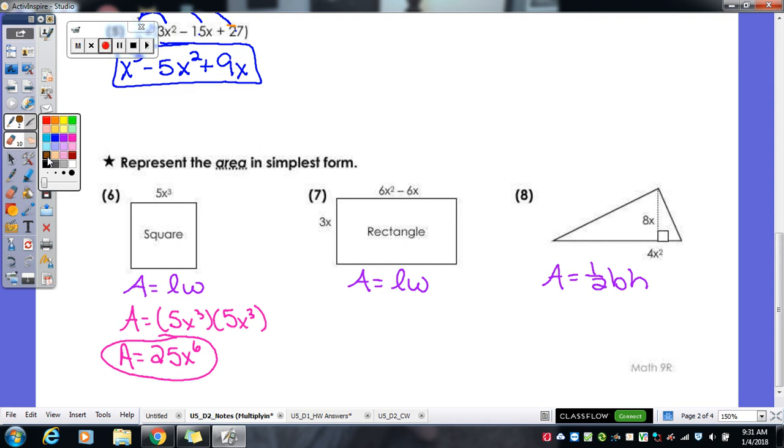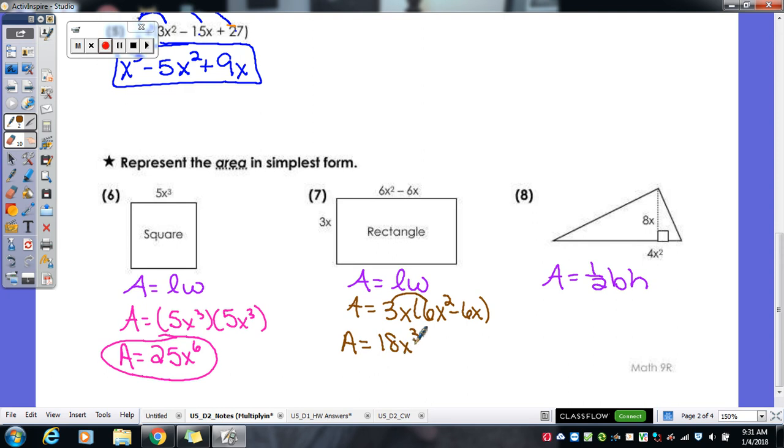So for our rectangle, we're going to have the 3x times the 6x squared minus 6x. So 3x times x squared is 18x cubed. 3x times the negative 6x is minus 18x squared.